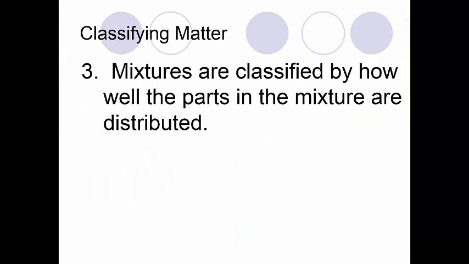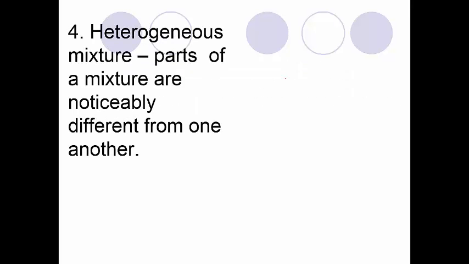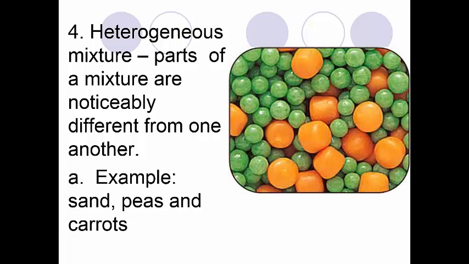Mixtures are classified by how well the parts are evenly or not evenly distributed or mixed up. There are two main types of mixtures. The first one is a heterogeneous mixture, and so this would be a mixture where the particles are noticeably different. A lot of the times they're large enough that you can even see them without needing a microscope or anything. You probably have had school lunches that look like peas and carrots, and you can tell the peas from the carrots. It's a heterogeneous mixture. It's made up of two different items that have been mixed together in the same container, and you've put it on your plate. So that would be an example of heterogeneous.